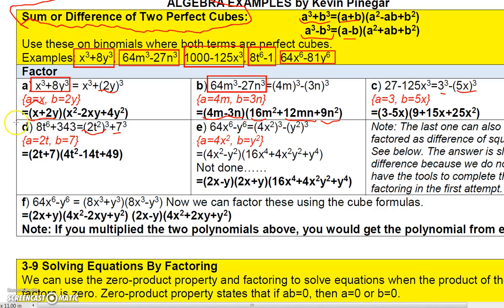So a would be 2t squared. Oops, I got to fix this. Hang on just a second. Okay, so I had to fix that. I'd left off the square here. So actually a is 2t squared, and b would be 7.